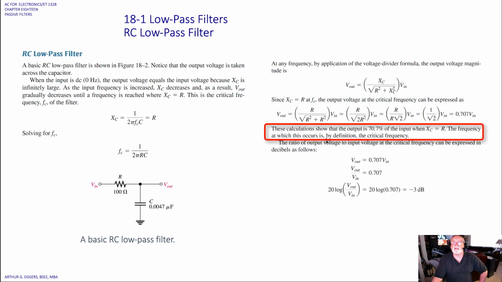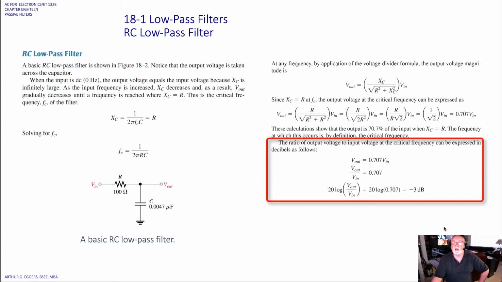These calculations show that the output then is 70.7% of the input when X sub C equals R. The frequency at which this occurs then by definition is what we call the critical frequency. The ratio of the output voltage to input voltage at the critical frequency can be expressed then in decibels.